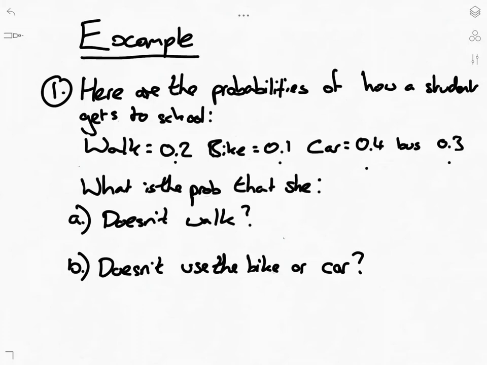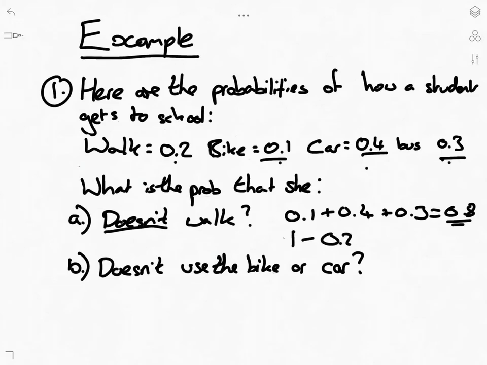So what's the probability she doesn't walk? Well, we've got two ways of doing it. We can either just add up the doesn't walks. So that's 0.3 add 0.4 add 0.1 is 0.8. So sometimes we can do it that way. But the better way, when they're asking for when something doesn't happen and it's mutually exclusive, we can just do 1 take away the probability that it does. And we get the same answer, you see?